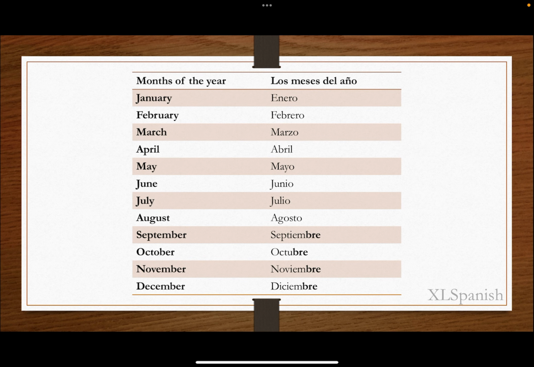All right, let's do months of the year. Los meses del año. January is enero. February is febrero. March is marzo.